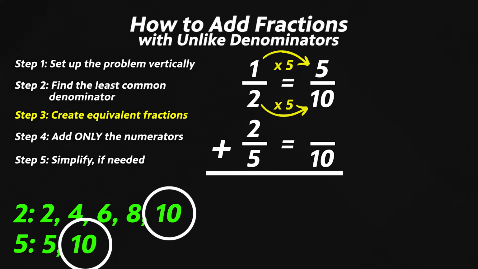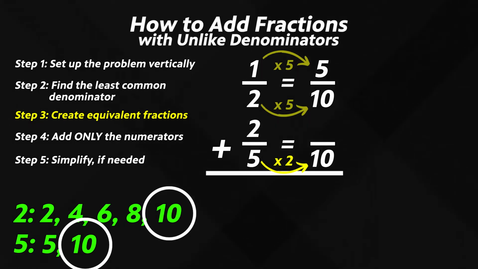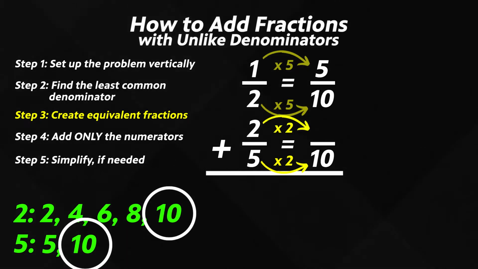For the other number, how do I get from 5 to 10? I can multiply by 2. 5 times 2 is 10. For this one, since I did times 2 on the bottom, I have to do times 2 on the top. 2 times 2 is 4, and now I have my other equivalent fraction.